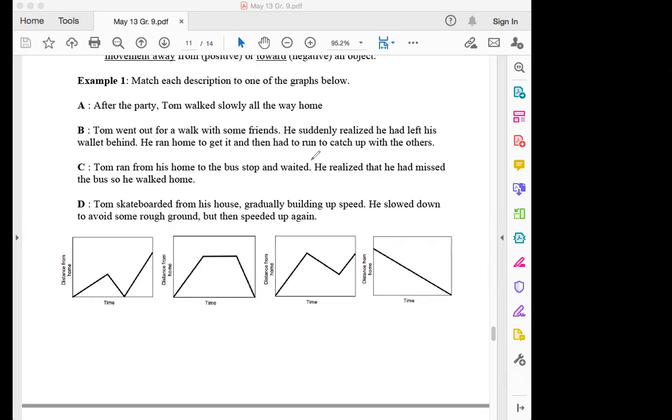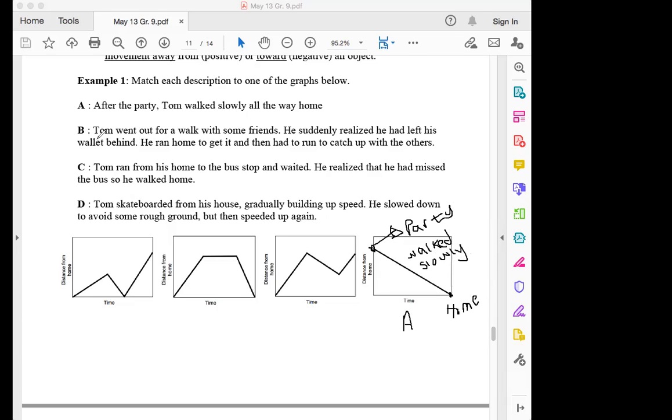So I would say that this one, he was at the party here. He walked slowly and got home. So this is home. So this would be A.